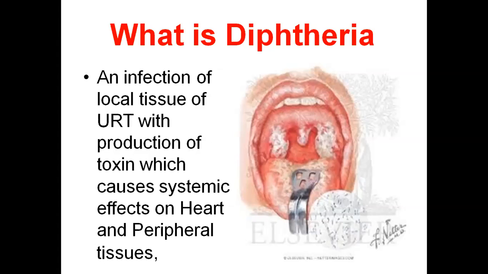In that way they reach the heart. After the heart they reach the systemic circulation, so it is easy for them to enter the peripheral tissues. Peripheral means the distal end of the tissue, each and every corner of the body.